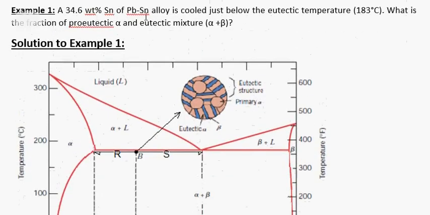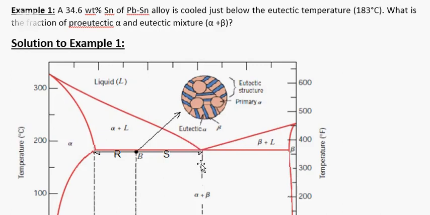So in this example 1, we are asked that the alloy composition is cooled just below the eutectic. So this is it at 34.6% by weight tin. So this is the point, 34.6%, just below. We are asked to find the fraction of the eutectic alpha and eutectic mixture.